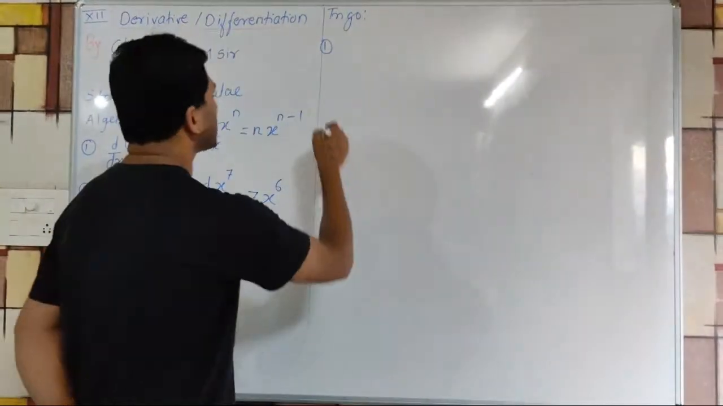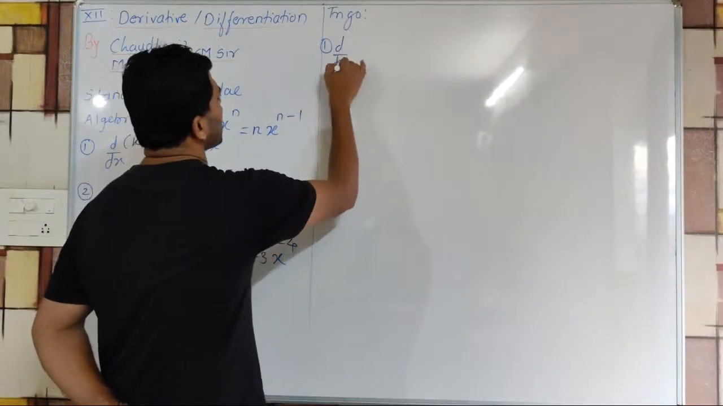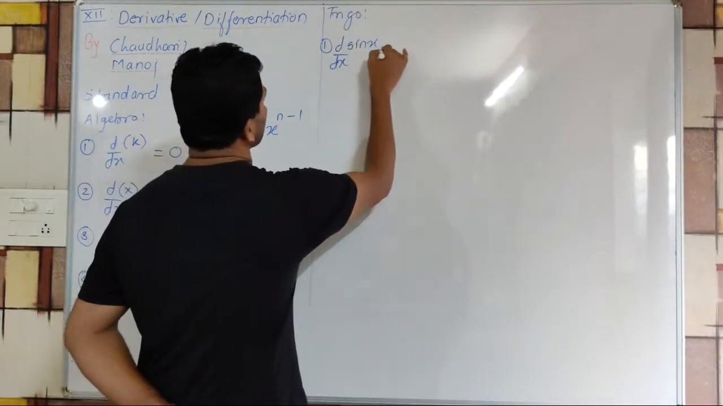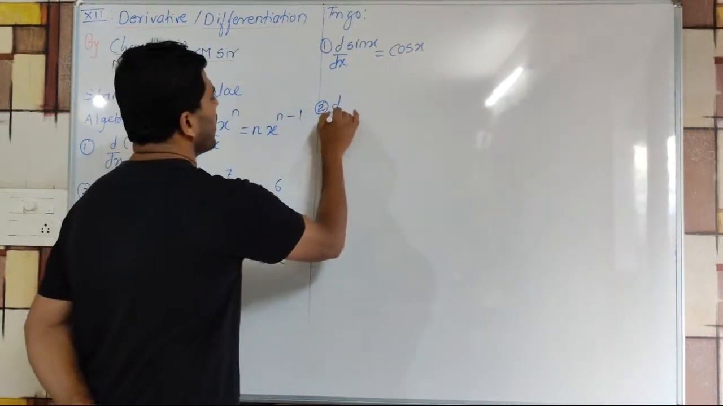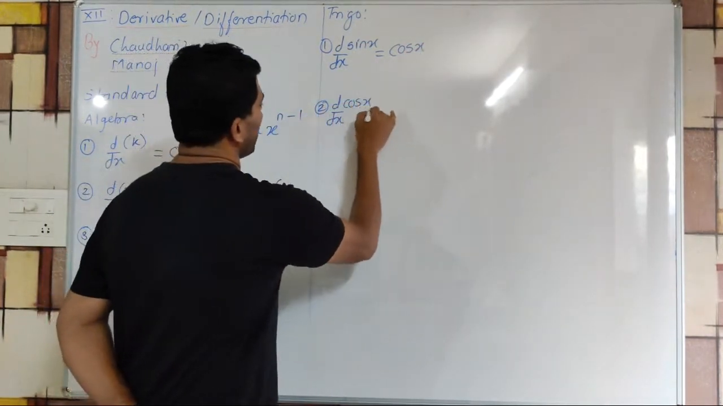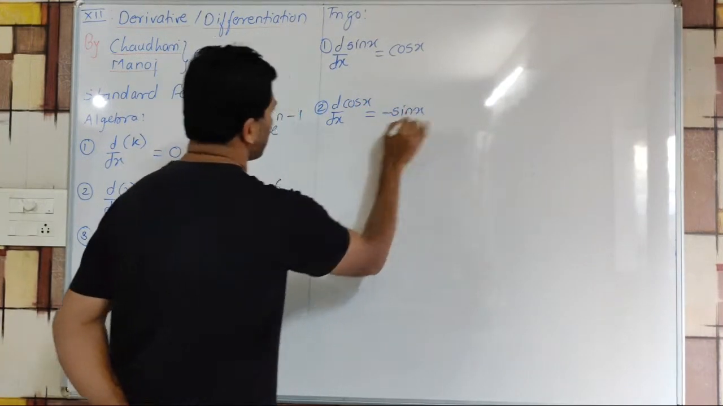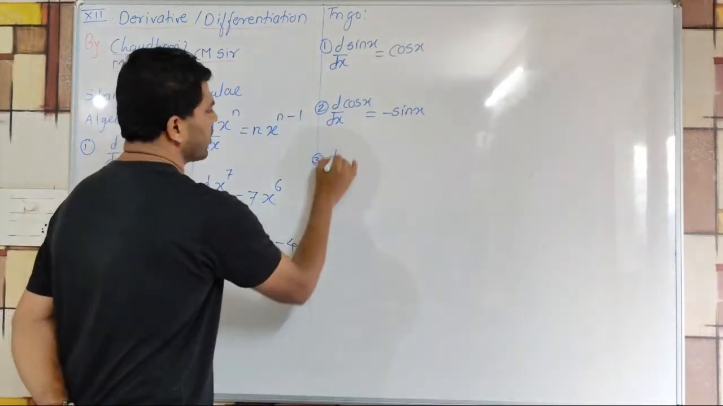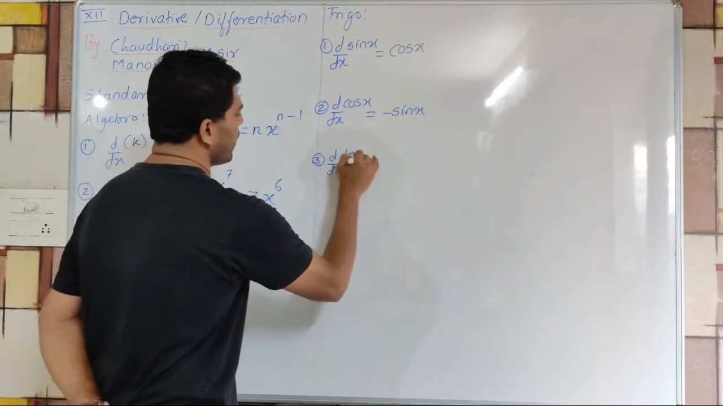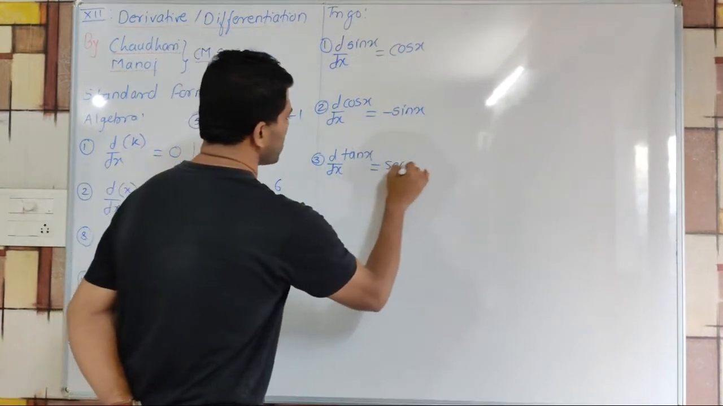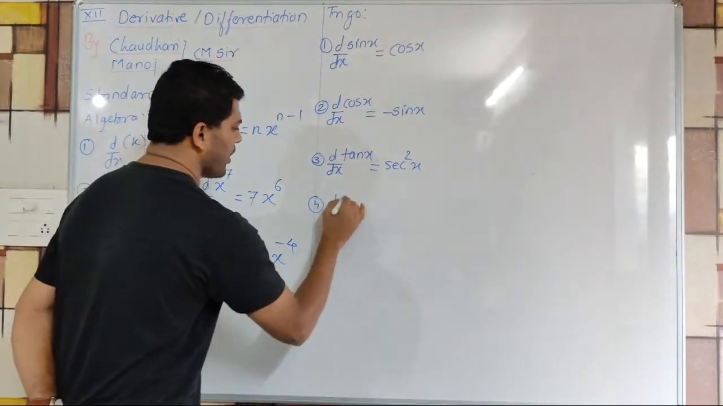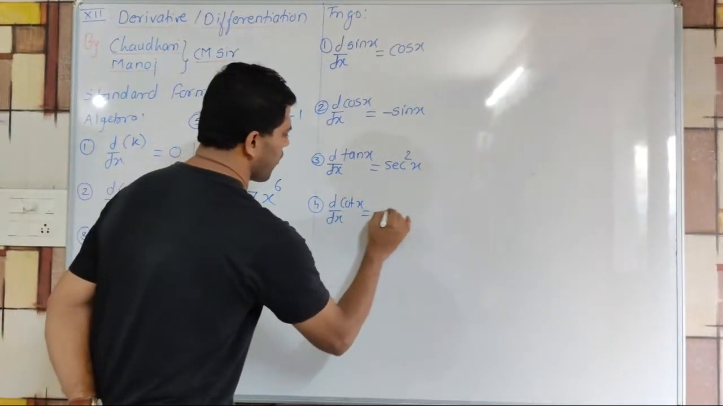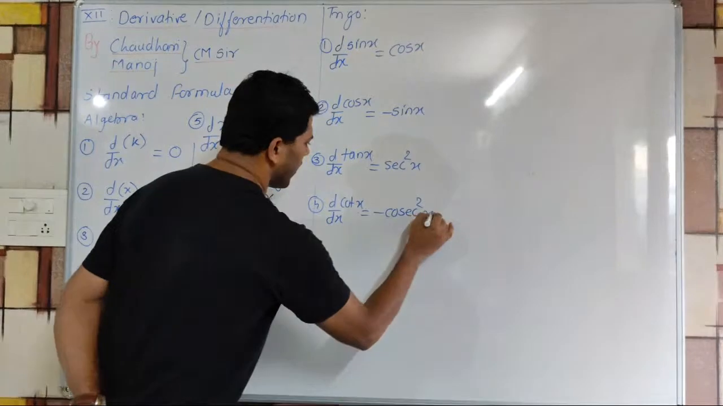So first one is derivative of sin x. What was the derivative of sin x? Derivative of sin x is cos x. Then derivative of cos x, if you remember, was minus sin x. Then third one in the list is derivative of tan x, which is sec square x. Fourth one, derivative of cot x, the formula was minus cosec square x.